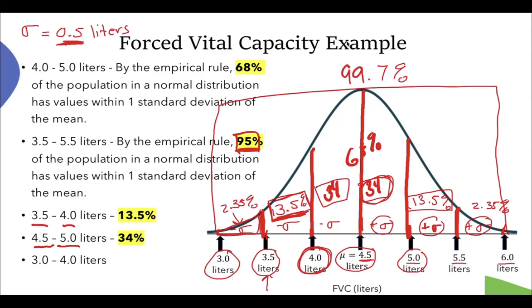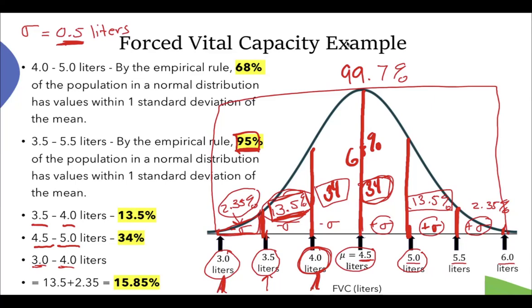So in order to figure out 3 to 4, we have to take that 2.35 plus 13.5, and that's going to get us from 3 to 4. So 2.35 and 13.5 gives us 15.85, and that would be the answer to 3 to 4 liters.